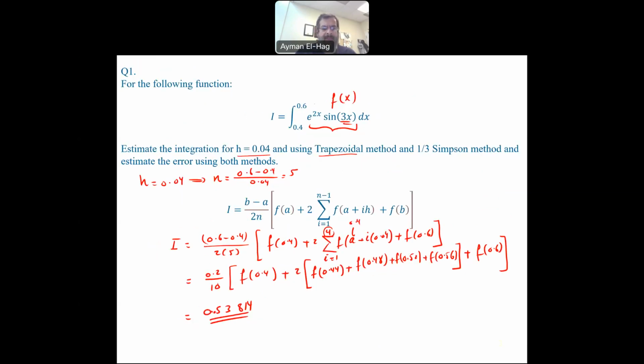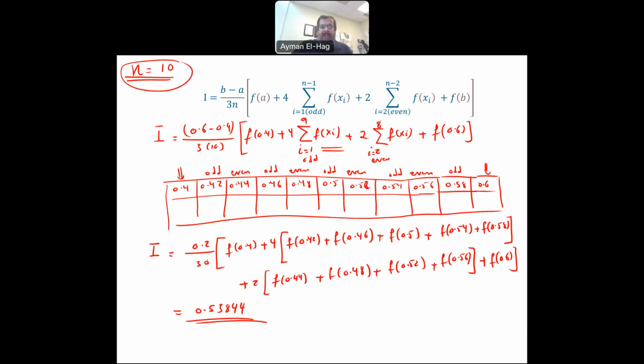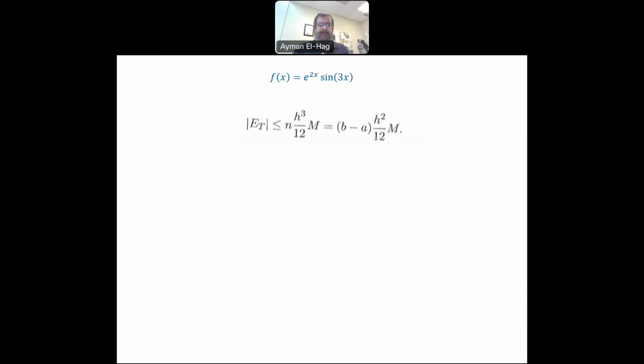You can try and find the actual integration, and then you can see the error. You will see that this is very close to the actual integration. Then the question is asking us to find basically the error. Okay, so here the error that we will have using the trapezoidal rule, this is the function f, and the error is less than or equal to (b minus a), which is 0.6 minus 0.4, and then we will have here our h squared. Okay, and h here is as we have it in the question, 0.04. Now we need to find m.